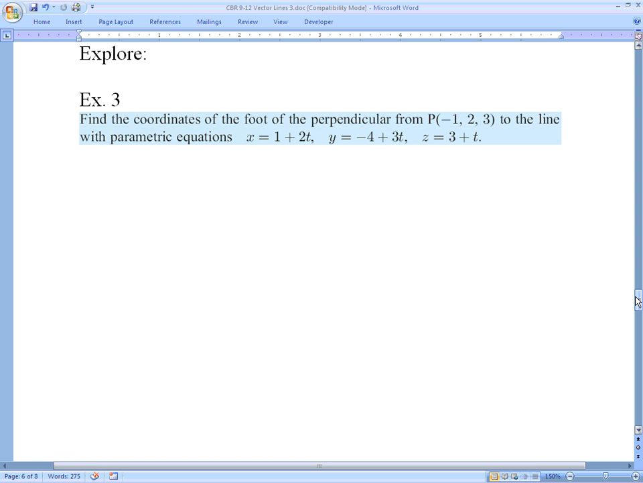I'm going to finish with this last example and step it up in difficulty just a little bit. We've looked in previous classes at shortest distance. We always said the shortest distance between a line and a point is a perpendicular, sometimes referred to as an altitude in geometry class. Here they're referring to it as something else. They say find the coordinates of the foot of the perpendicular from point P to the line with the following parametric equations for x, y, and z.